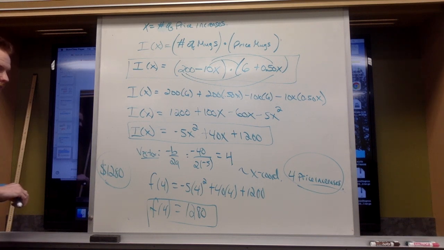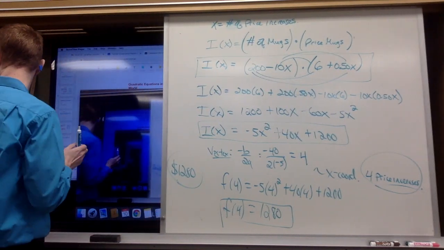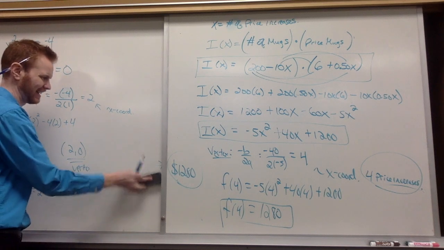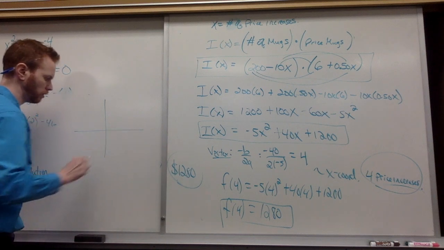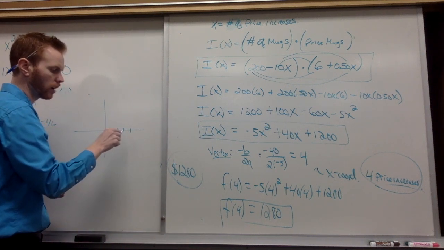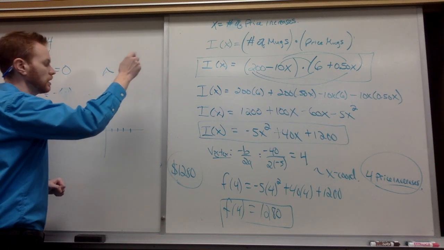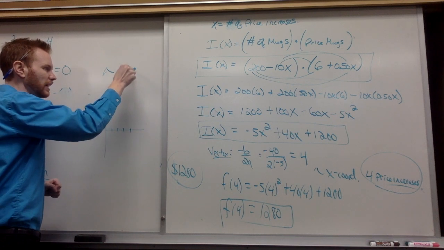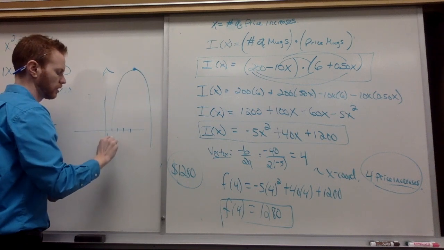Not bad, huh? And if I were to graph this, I'm going to put another whiteboard in here. If I were just to graph this, boom and boom. Let's see, the vertex would be what? 1, 2, 3, 4, and then up 1,280. We'll say that's 1,280. It's negative for the x squared term, so it's going to come down like this.